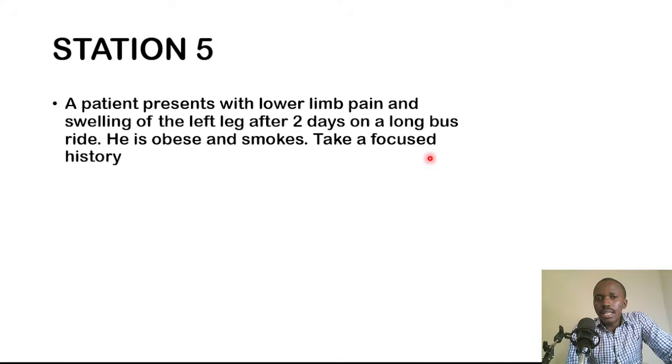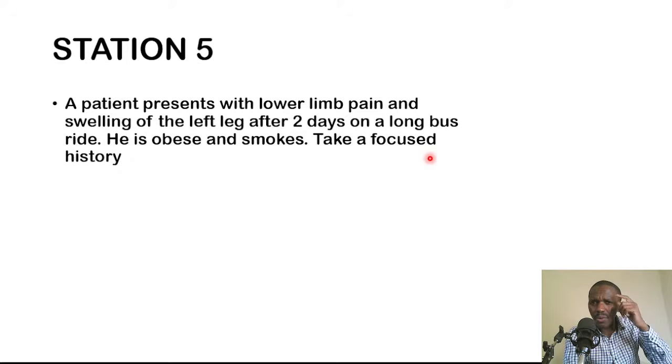Take a focused history. So when it comes to these focused histories, it's very, very important that you imagine that you're in this situation and you're actually seeing this patient in front of you and you're taking a history in casualty. You're not going to have enough time to be asking, do you have, how many toilets do you have at home? That's not going to work.